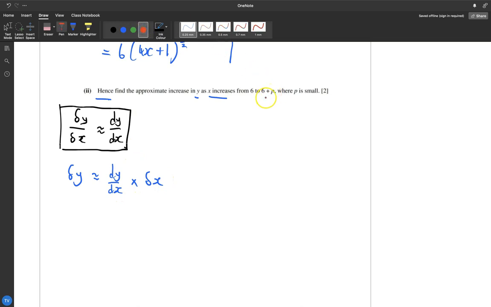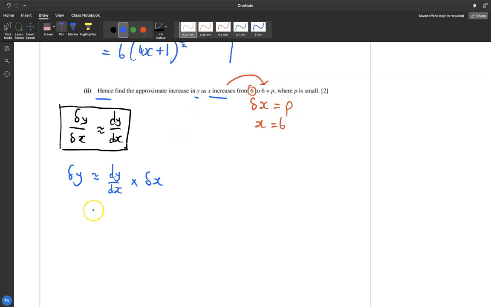Now from the question, I know what delta x is, because x is given as increasing from 6 to 6 plus p. So delta x is basically just the amount of increase, which is p. We would know that p is actually a very small number. It could be anything, but we don't necessarily need to know. The next step is to work out dy dx. We know that the original value of x was 6. It's important to note that, which is given here. This is the original value. It changed to 6 plus p with the addition of a small change, p.